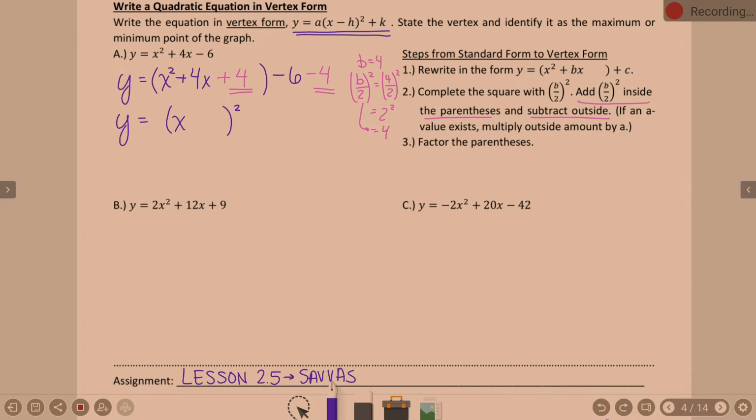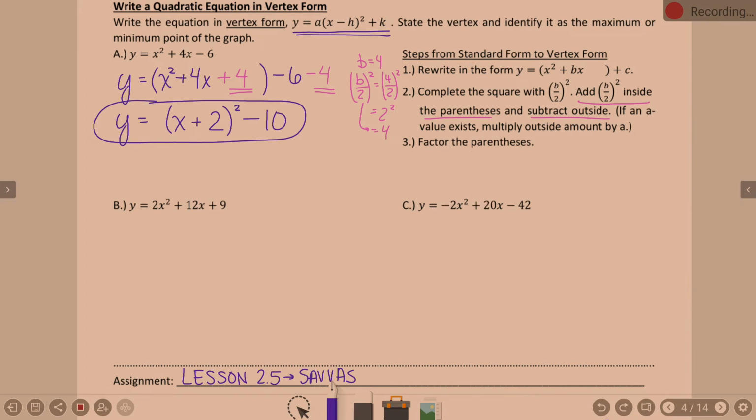Or what is the square root of 4? 2. It's 2. Plus 2 or minus 2? We're adding to be a positive 4. It's a positive b term, so plus 2. If you haven't already, clean it up outside. We had a minus 6 and we subtracted 4, and that's going to give me minus 10. Okay, folks. You just converted your first equation to vertex form. That's it? That's it. Well, we still have to answer the other questions of state the vertex and is it a min or a max. But we followed those 3 steps. Okay? That is now vertex form.